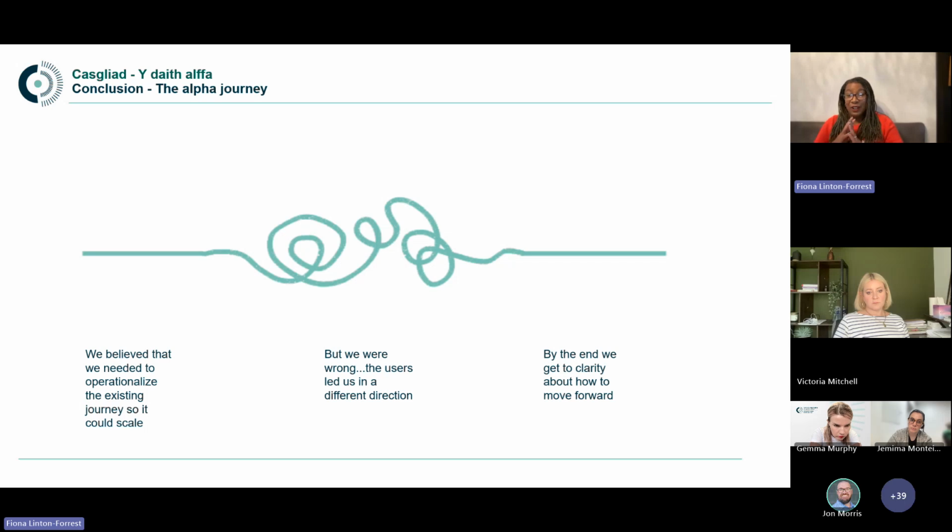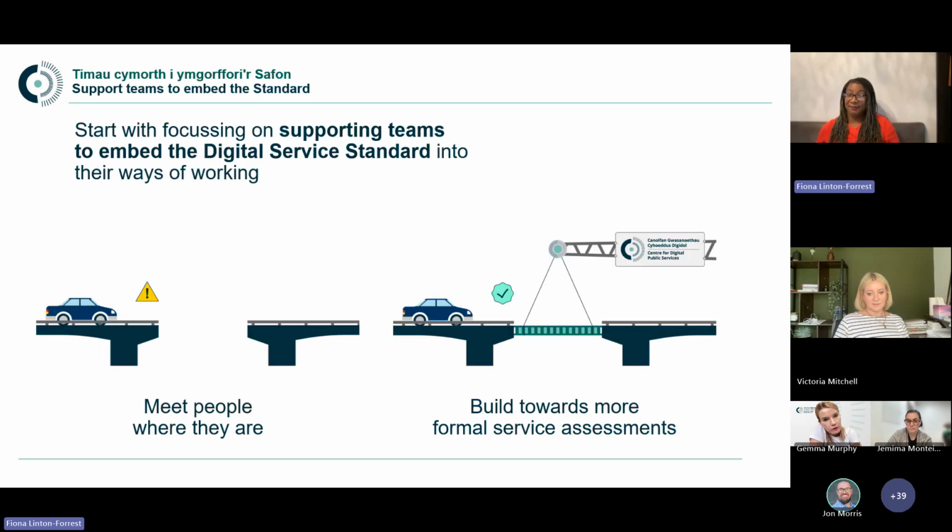So our alpha journey was probably exactly what an alpha journey needed to be. Testing and finding out early what the right path should be. So we now have a lot more confidence in how service assessments should move forward. It starts with focusing on supporting teams to embed the digital service standard into their way of working. It's about meeting people where they are and then building towards more formal service assessments down the line.